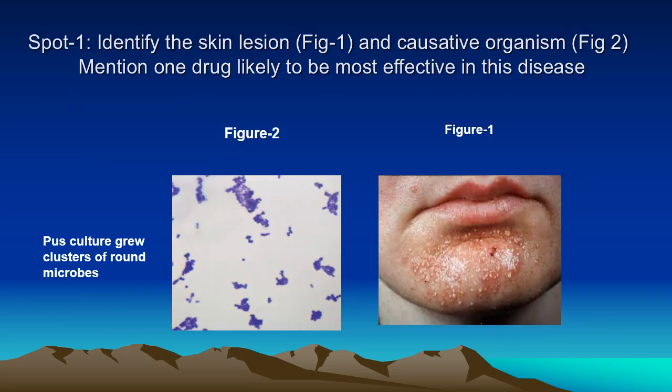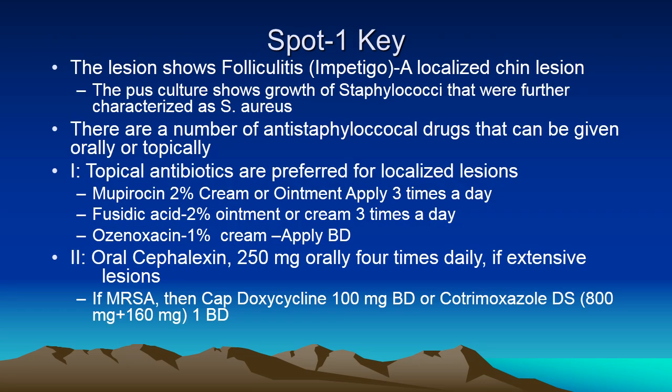Now we go with this edition 4. Spot 1: look at the picture, where the causative organism is given. Mention one drug likely to be most effective. The answer: the lesion shows folliculitis of the chin area, impetigo or sycosis barbae. The pus from this area when cultured showed Staphylococcus aureus.